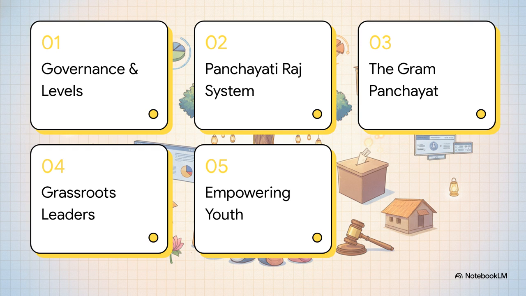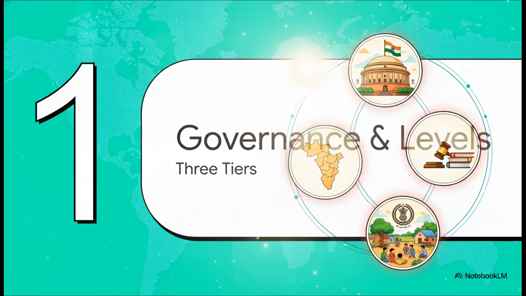Now, to avoid getting totally overwhelmed by massive civic structures, here's our roadmap for today. We're breaking this giant concept into 5 manageable steps: governance and its levels, the Panchayati Raj system, a look inside the Grampanchayat, some truly inspiring grassroots leaders, and finally, empowering the next generation. Let's get to it. Okay, part 1, governance and its 3 tiers.